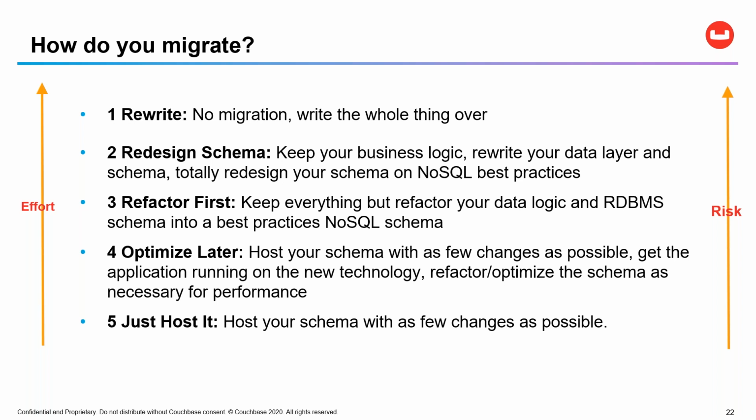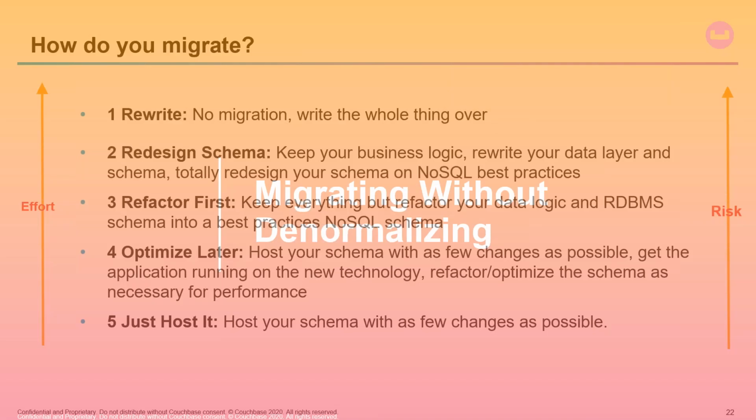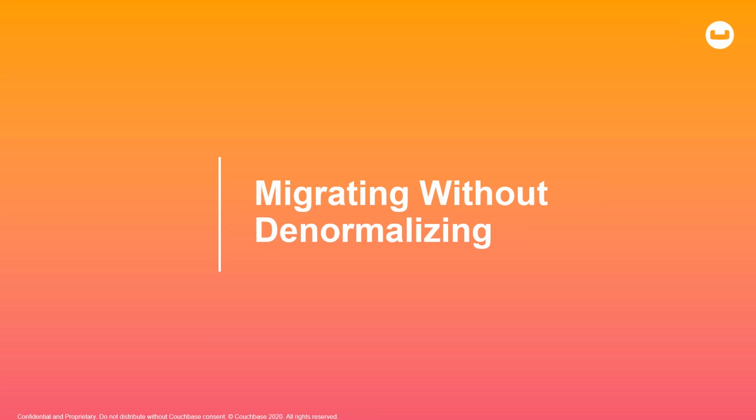So we'll drill into option number 4, migration without denormalizing. And this offers the best balance of quick migration with low risk and effort. And then we'll explore optimizing post-migration. So how do we migrate without denormalizing the data into a big document?